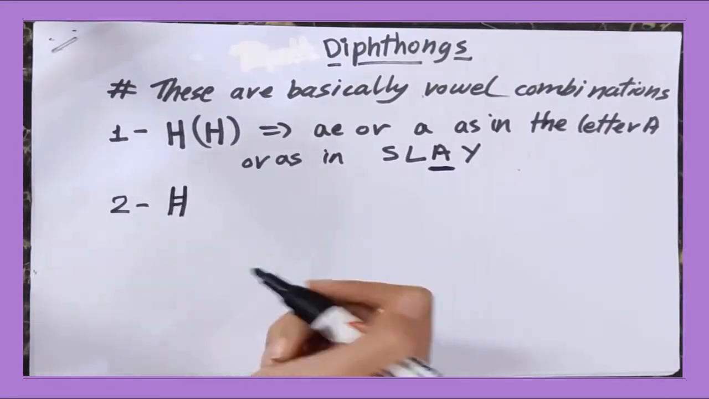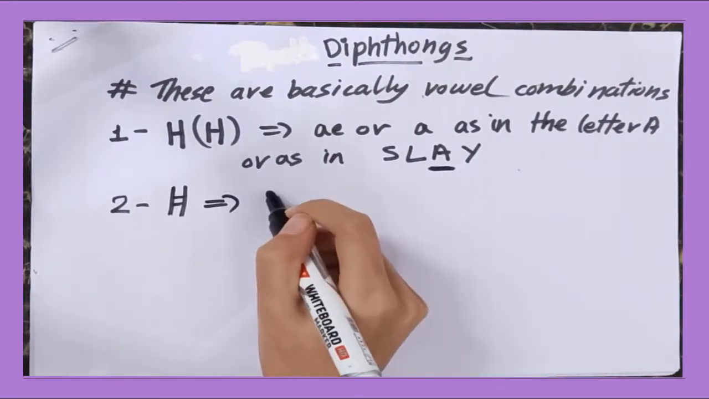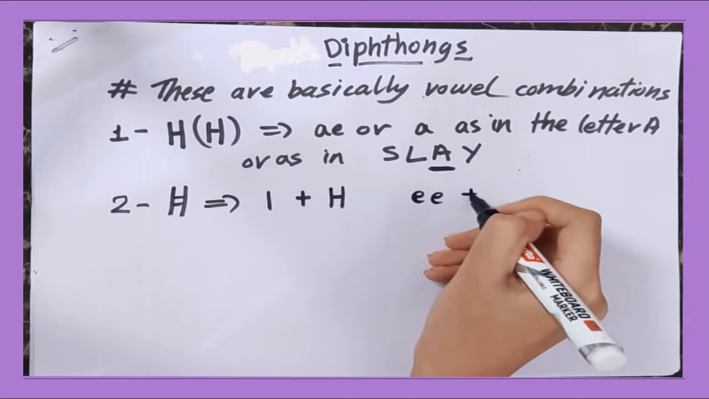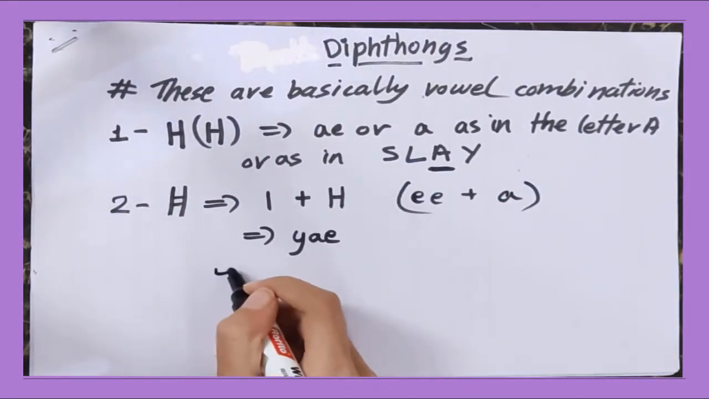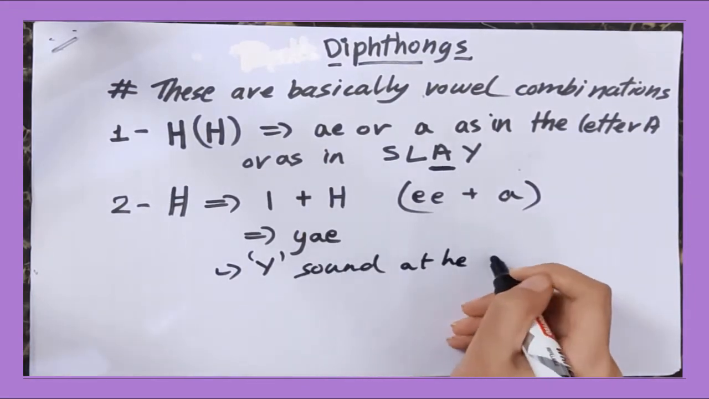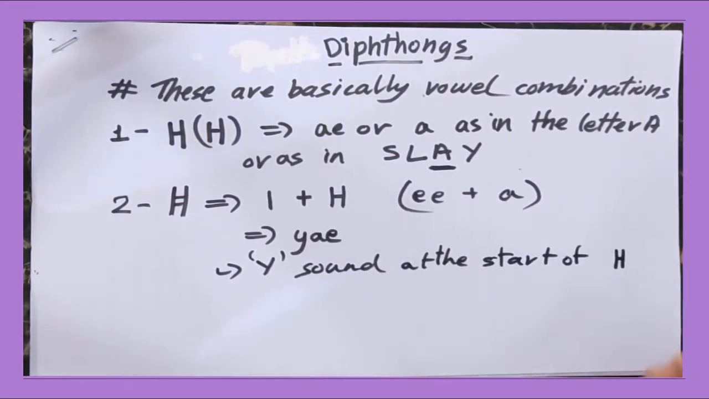The second one is ye. So according to that, ye is just E plus A. Now if we try to say it really fast, we get ye, right? Just a Y sound at the start of the A vowel.